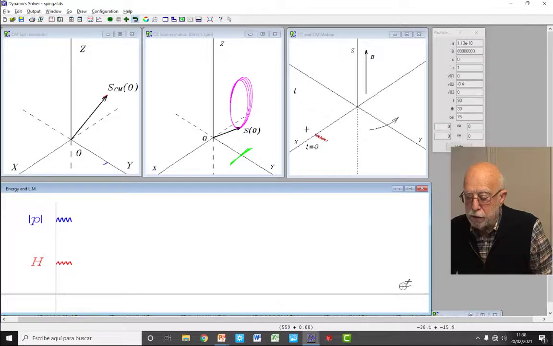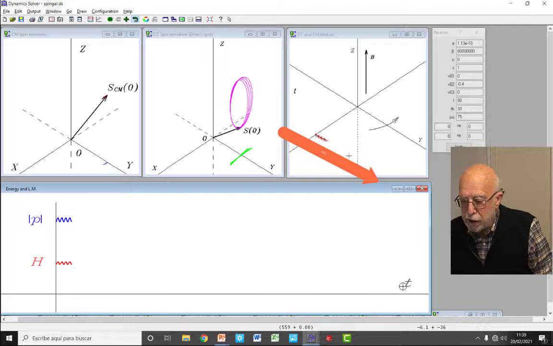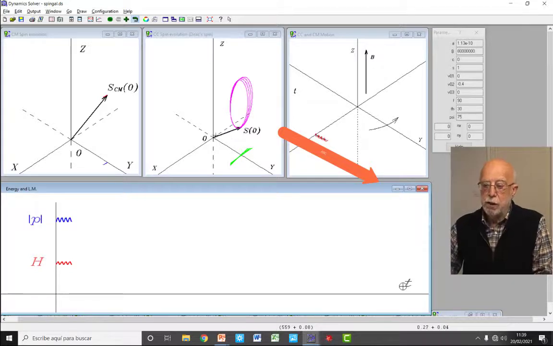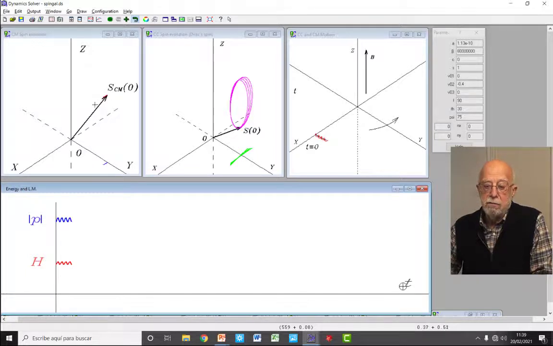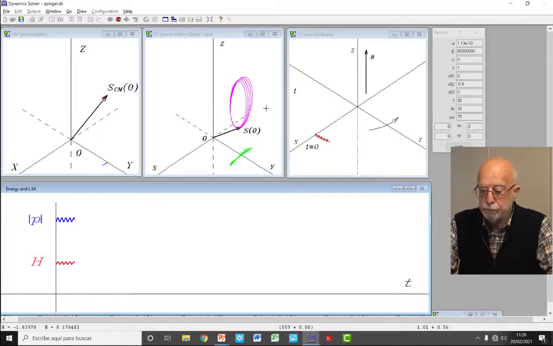The center of charge and center of mass motion is here, so the linear momentum has this direction, and the center of charge spin is moving, this is the projection, moving in an orthogonal plane to the linear momentum. The linear momentum is changing, so this plane is changing in this way. However, the center of mass spin is like a kind of precession in this other direction. Let us continue the integration.